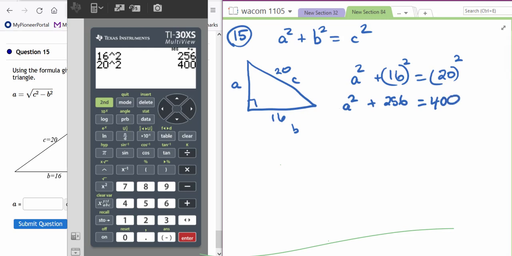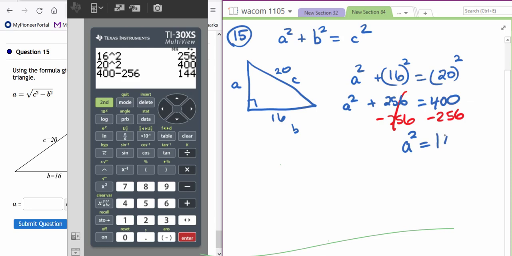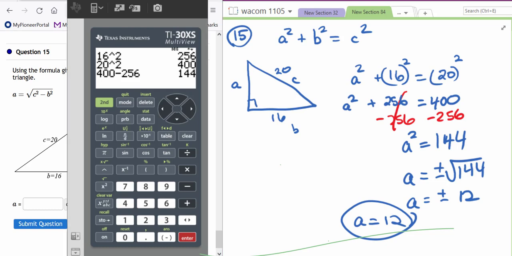Isolate your A squared. And now you have the square root method to do. So A equals plus or minus square root of 144. 144 is a perfect square. Since it is a real-world question where you are finding a length, you're going to throw out the negative. So A equals 12 is the answer you're going to use.